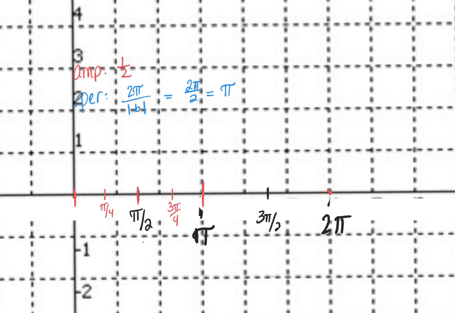All right? My amplitude, I'm not going to go all the way up to 1. What am I going to go up to? 1/2. I'm going to go up to 1/2. And I'm not going to go all the way down to -1. Where am I going to go to? -1/2. So we're going to graph.